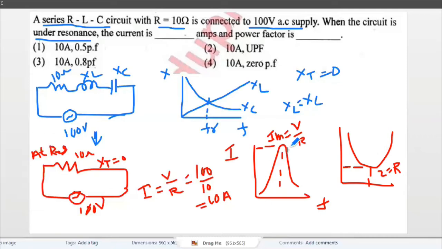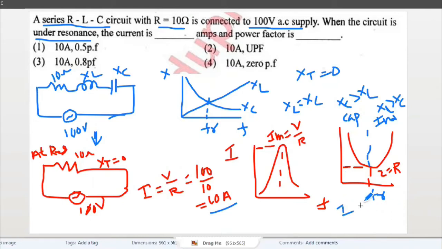Now if we divide before and after resonance, so here XC is greater than XL. In this condition, here XL is greater than XC. So the current in the circuit under resonance is 10 amperes. At resonance frequency, it acts as a purely resistive circuit. So current and voltage are in phase.